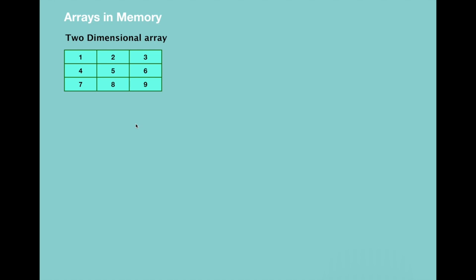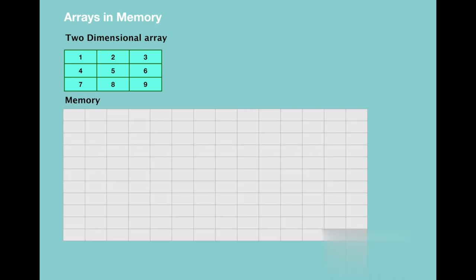So the question is, is it going to be like this in memory as we show here, or is it going to be something different? The answer is no. In memory, it is represented as a one-dimensional array. So how is this possible? Okay, let's see in memory. This two-dimensional array will be represented like this.